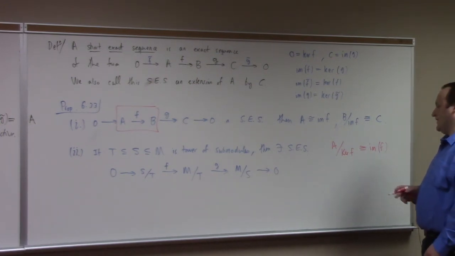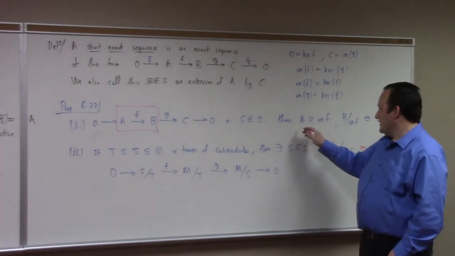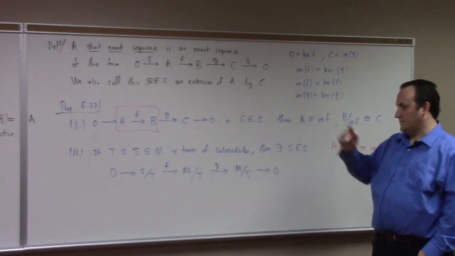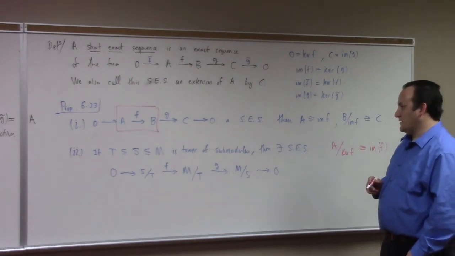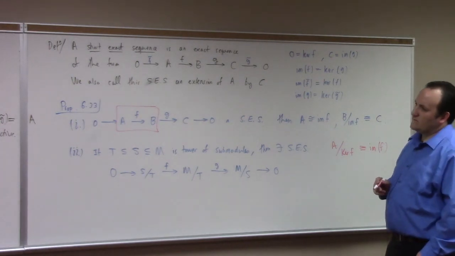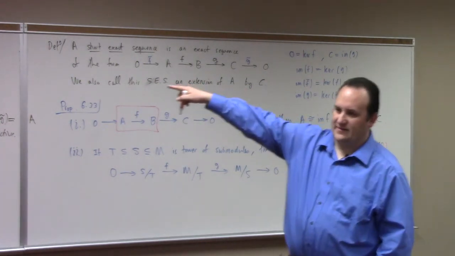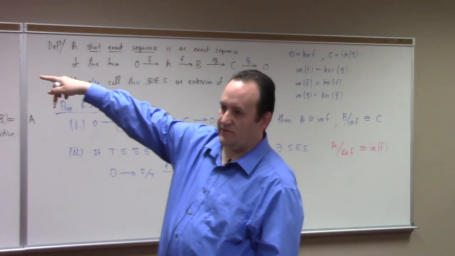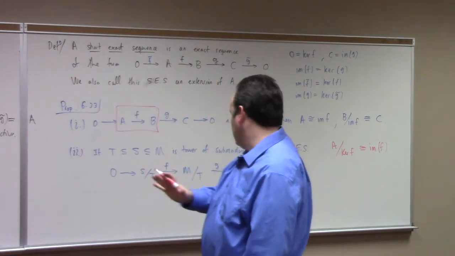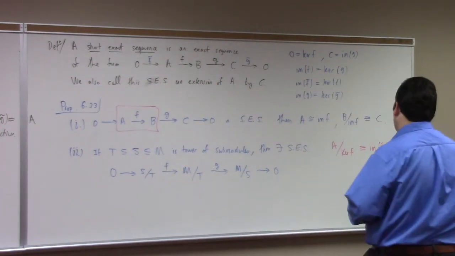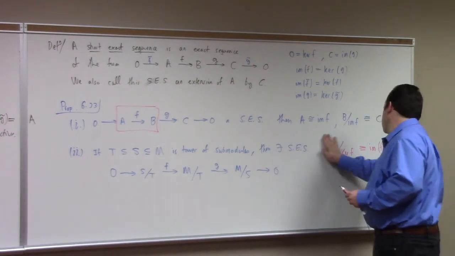Oh, okay. So I got you. So we already know that F is injective when we write that diagram. Where does that come from? Because it goes back to part 1 of proposition 6.32, right? Okay. Cool. So this is overkill. Yeah.